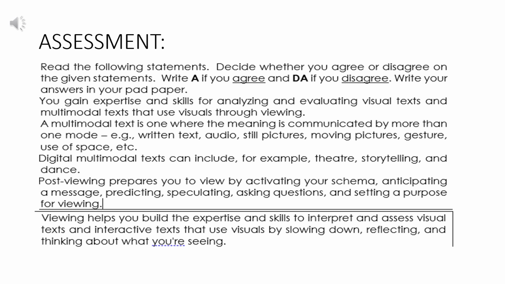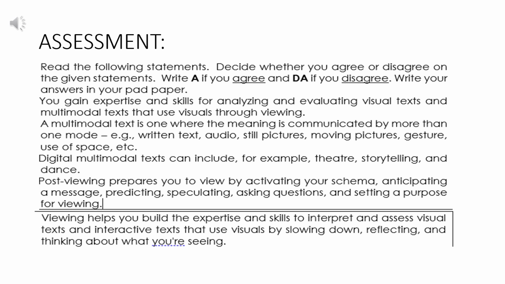5, 4, 3, 2, 1. Agree. Number two, a multimodal text is one where the meaning is communicated by more than one mode. Example, written text, audio, still pictures, moving pictures, gesture, use of space, etc. Do you agree or disagree? 5, 4, 3, 2, 1. It's agree. Number three, digital multimodal text can include, for example, theater, storytelling, and dancing. Disagree or agree? 5, 4, 3, 2, 1. It's disagree because that should be live multimodal text.